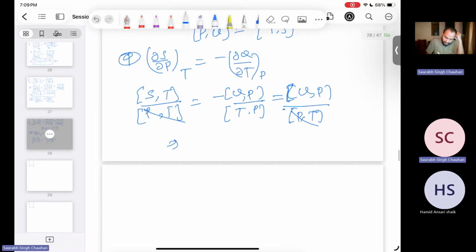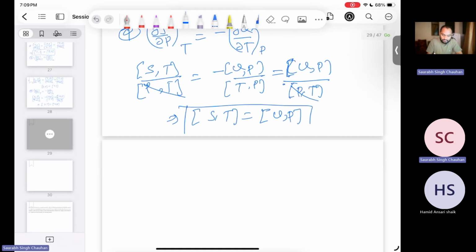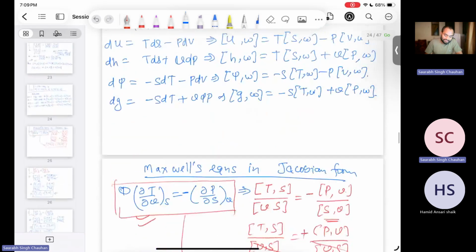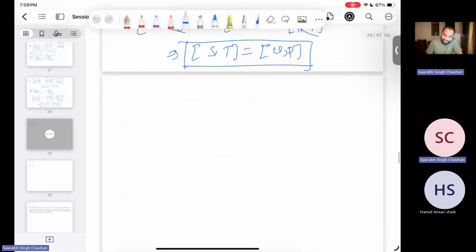Okay, so again we are left with S comma T is equal to V comma P, right? Yes, sir. So we don't need to memorize all these four equations. Okay, and we also don't need to mug up what that square is.